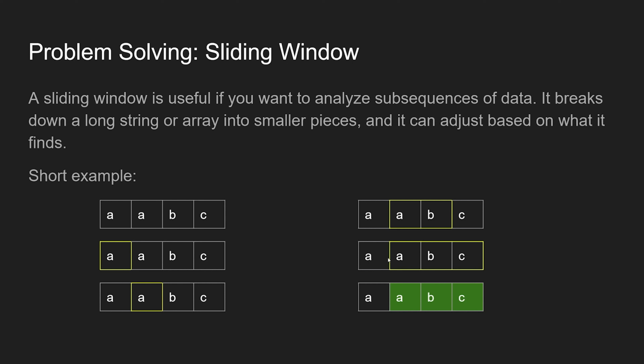So the length of the window right now went from 0 to 1, to 1, to 2, to 3. And the longest substring is 3, ABC.